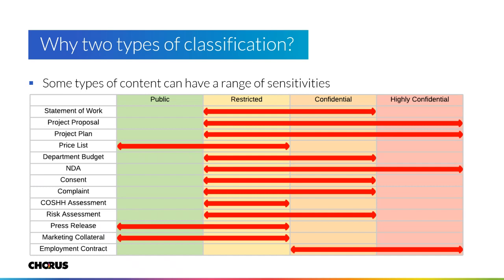If we take an NDA, for example, NDAs could cover a whole range of sensitivities. So you could have everything from your standard agreement that your suppliers sign up to, right up to a damage limitation settlement that could be highly sensitive. So there's not that one-to-one mapping. We can't say all statements of work are going to be restricted, all NDAs are going to be confidential. It's unfortunately not usually as simple as that.